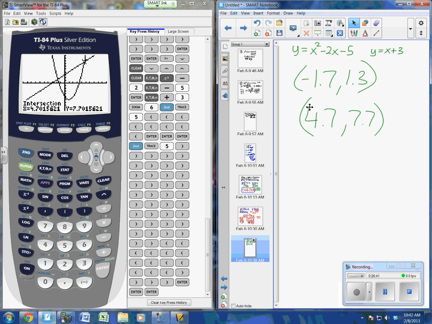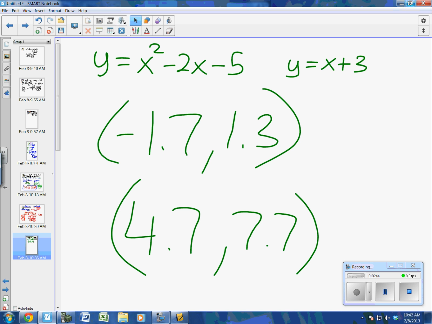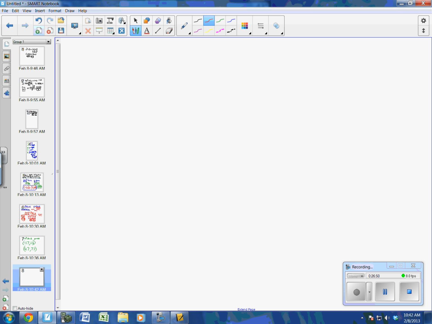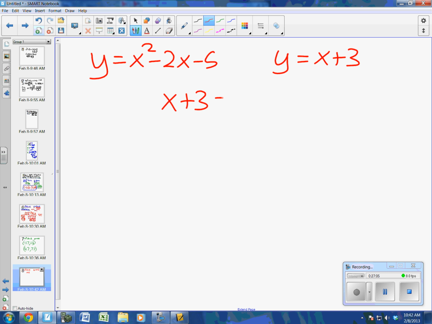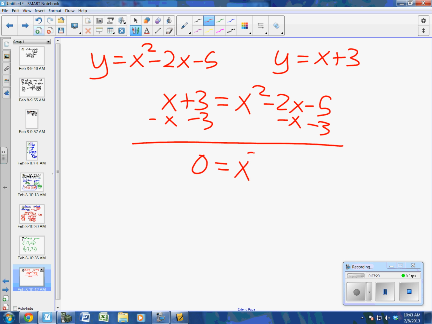Let me do substitution one more time. Okay, I'm going to rewrite it again. y equals x squared minus 2x minus 5, and the other one is y equals x plus 3. Okay. Here we go. They're both equal to y, so I can just set them equal to each other. And they're quadratic, so I'm going to minus x from both sides, minus 3 from both sides. And I'm going to get 0 equals x squared minus 3x minus 8.